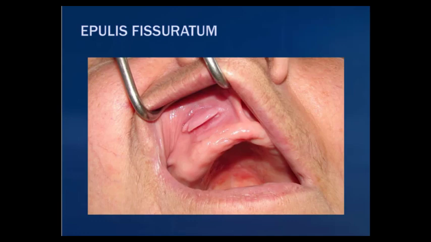An epulis fissuratum is a term specifically related to an ill-fitting denture. Because of the chronic irritation, fibrous tissue begins to develop, and if you remove the denture, like in this case, you can see that there's a fold present where the flange of that denture met the ridge. Treatment of this requires removal of that lesion and replacement with a better fitting denture. So it's not an easy fix for this one.